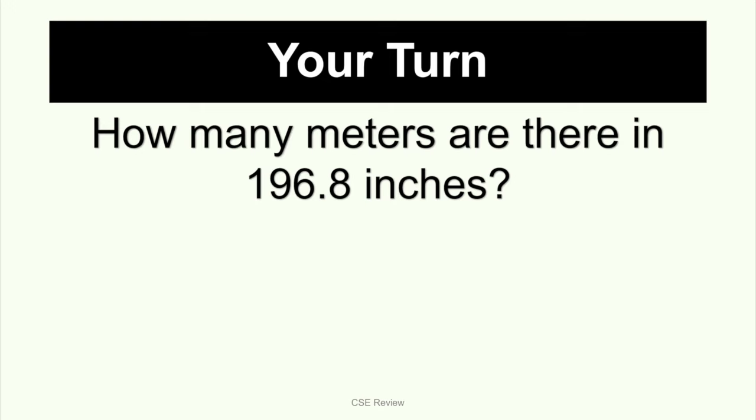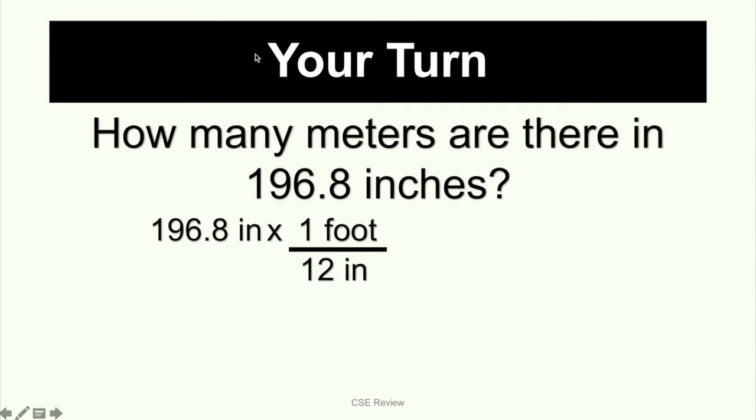Alright, let's solve it together. Sabi, how many meters are there in 196.8 inches? Again, magsisimula tayo sa inches. 196.8 inches. Para ma-cancel yung inch, i-multiply natin siya doon sa formula. 1 foot is equal to 12 inches. Now, if you notice kanina, yung 12 inches nasa taas. Yung foot nasa ilalim. Ang reason kung bakit ganun lang is because foot yung nagsimula tayo.